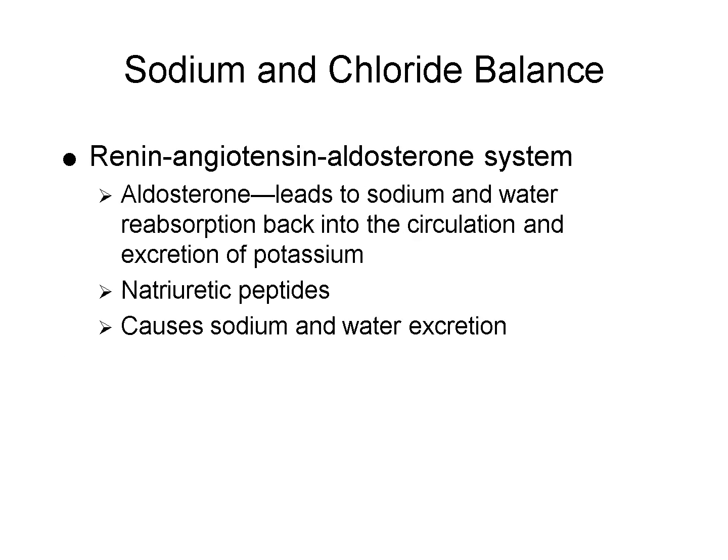The renin-angiotensin-aldosterone system plays a critical role in regulating sodium and water balance. Aldosterone, a hormone secreted by the adrenal cortex, promotes the reabsorption of sodium and water back into the bloodstream, while simultaneously facilitating the excretion of potassium. In contrast, natriuretic peptides act to lower blood volume by promoting the excretion of sodium and water, counterbalancing the effects of aldosterone. Together, these hormonal systems maintain the delicate balance of fluids and electrolytes within the body.